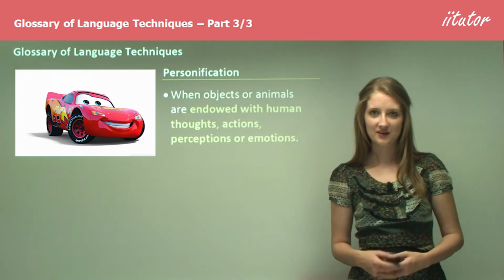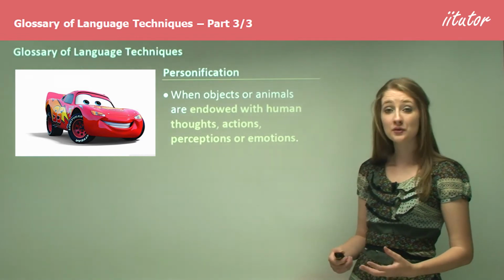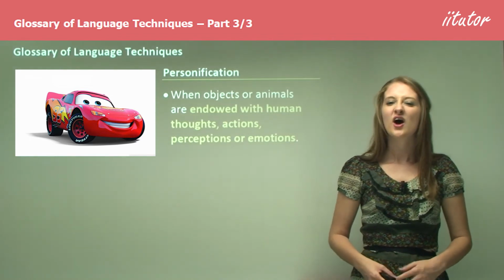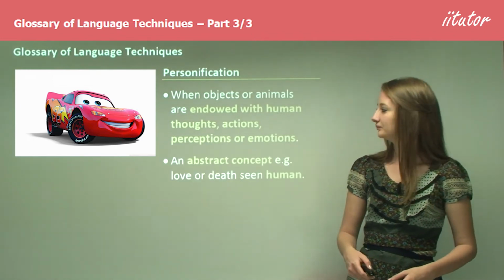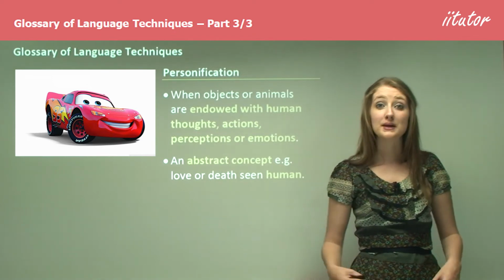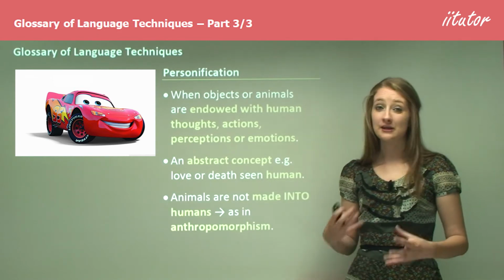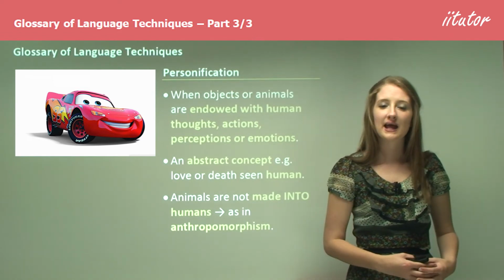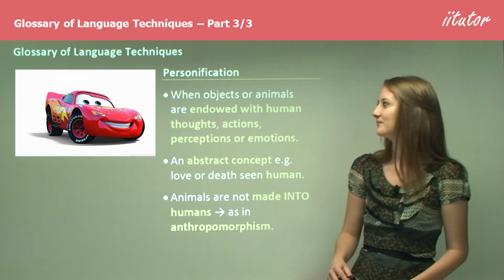Personification is also a technique which is really important. So this is when objects or animals are endowed with human thoughts, actions, perceptions, or emotions. So it's really when objects are given the sort of things that humans might also do. This could be an abstract concept, for example, love or death might be portrayed as being human. Animals are not actually made into humans, as in the technique of anthropomorphism we've already looked at. So it's not like an animal is a human, it's just that there's an animal with some human characteristics.